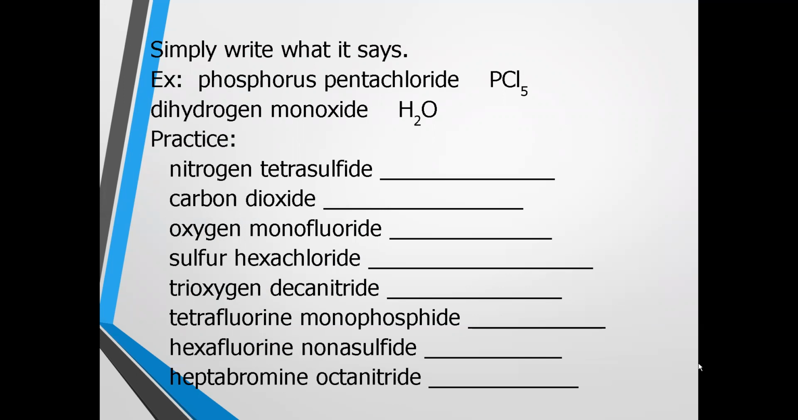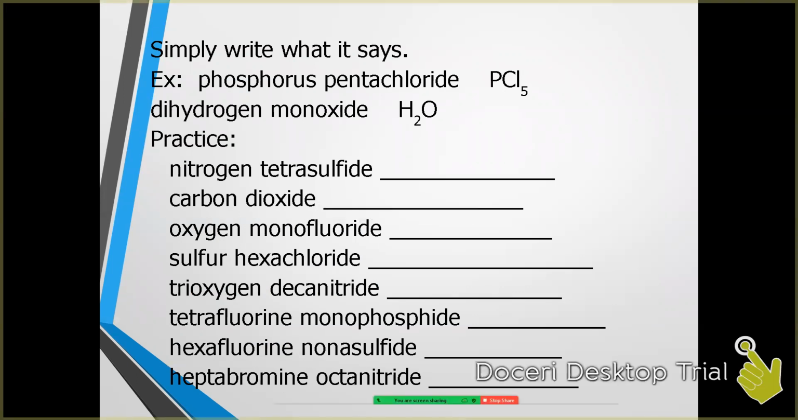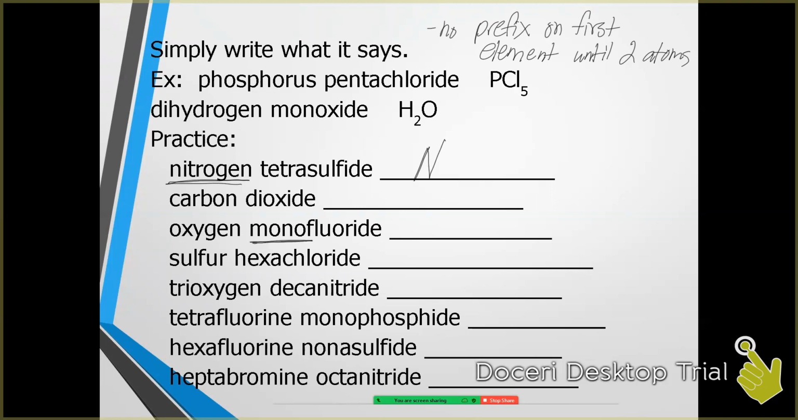All right, so for our covalent compounds, we simply write what we see. There is no prefix on the first element until two atoms. In other words, if I see nitrogen here, and it doesn't have a prefix, that tells me that I only have one nitrogen. The second element is a little different, because it always has a prefix. So if I only have one of the second element, I would have to have the mono prefix.